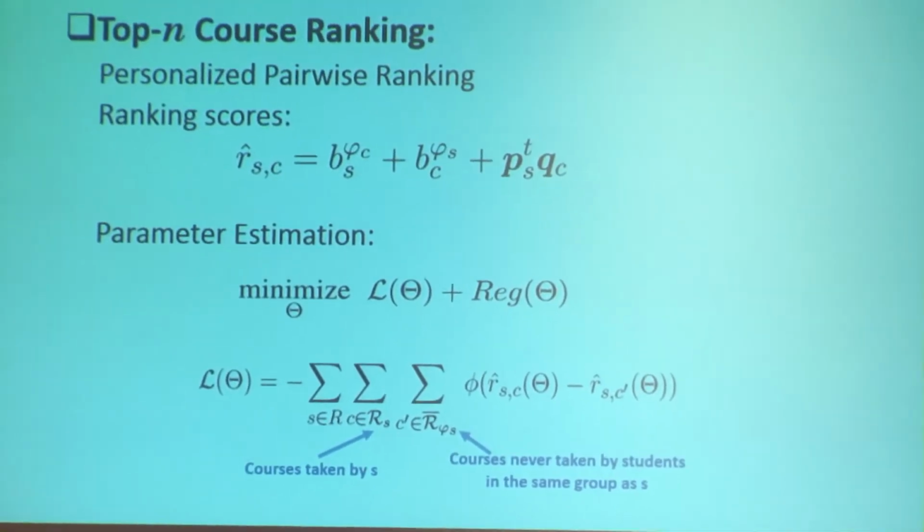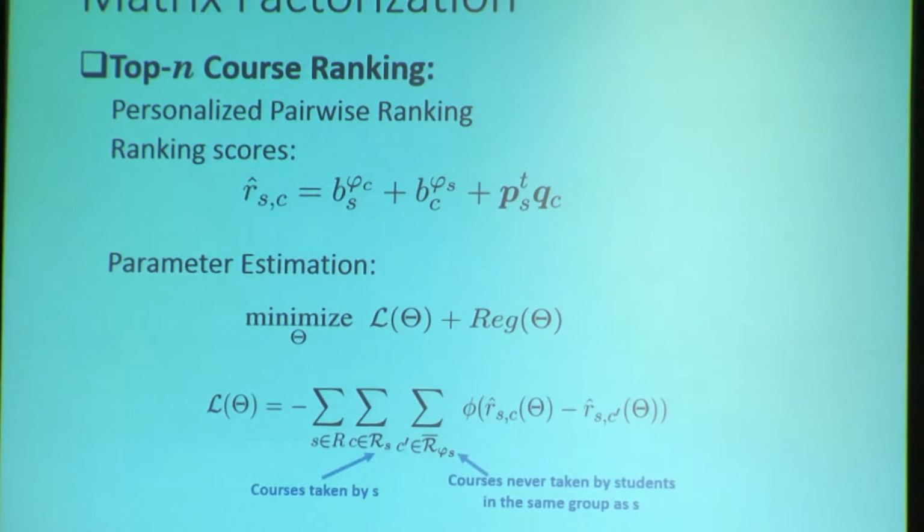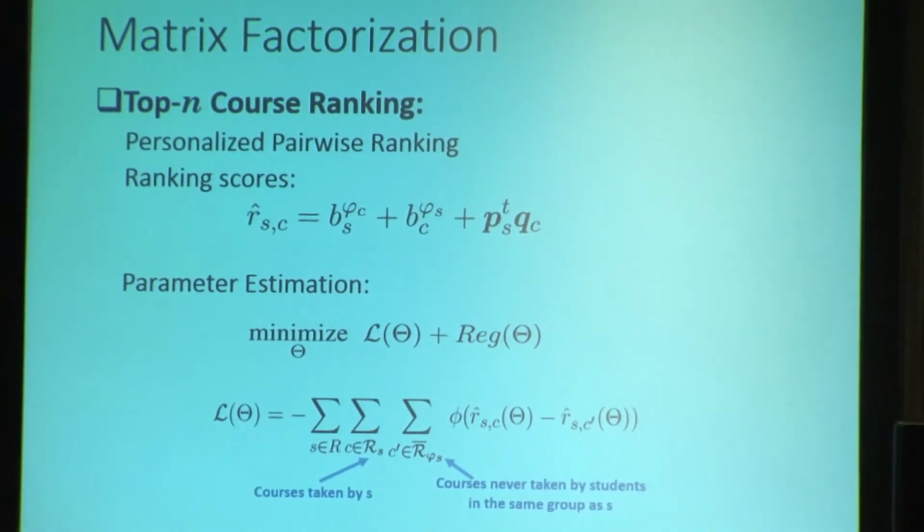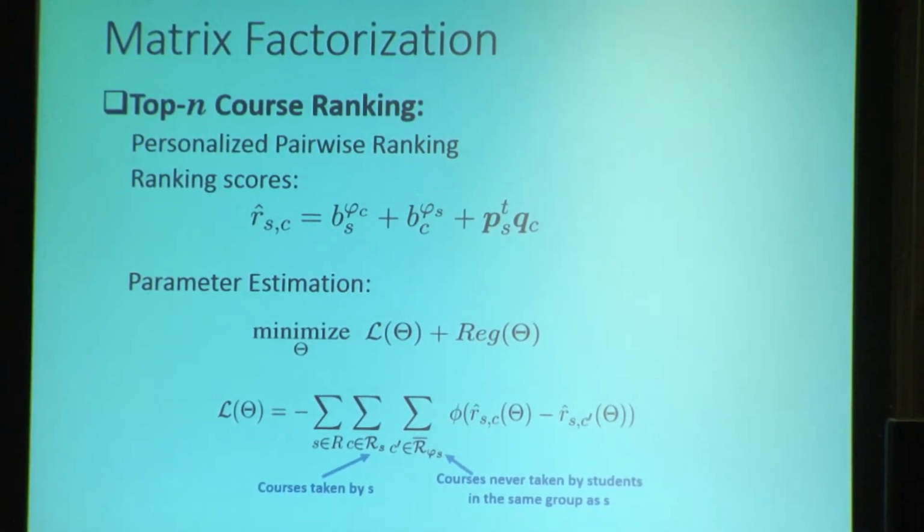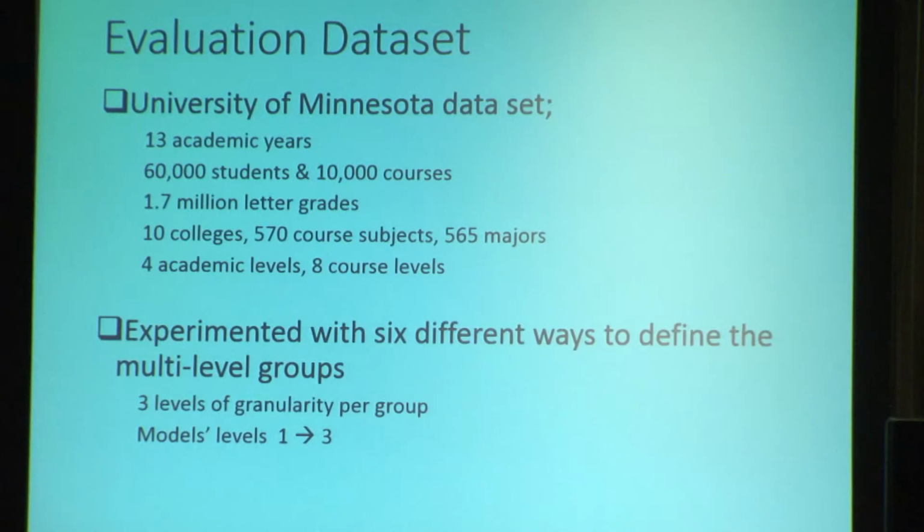As for top-N course ranking, what we do is try to maximize a personalized pairwise ranking loss function in which we try to maximize the difference between the ranks of the relevant and irrelevant courses for each student. The relevant courses are the ones that he has taken. The irrelevant ones are the ones that have never been taken by any other student in his group. And the ranking scores themselves are computed using the same formula that incorporates the contextual biases.